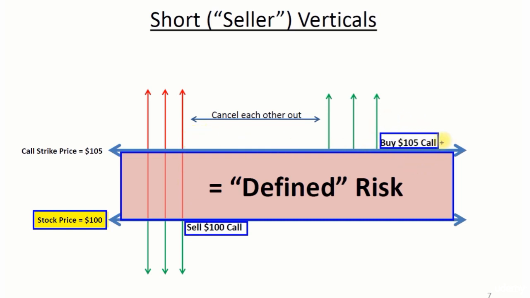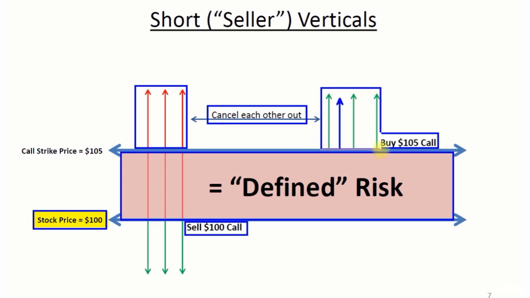But if we also buy the 105 call, when you buy a call, what do you want to happen? You want the stock price to go up. So you can see here from these green arrows that anything above 105, we start making money. Okay? So what happens is these actually cancel each other out from 105 up. Everything we lose on the sold call right here, we make on the bought call right here. So this whole area is a wash.